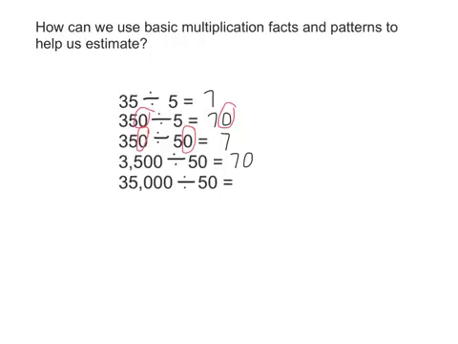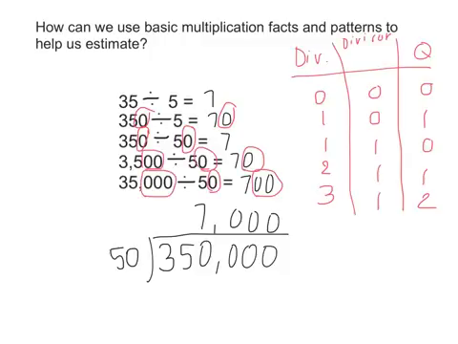Let's take a look at the next one. 35,000 divided by 50. What does that equal? Matthew? 700. What patterns are we noticing? I want you to look at how many zeros you notice in the dividend, how many zeros in the divisor, how many zeros in the quotient, and what's the relationship, what's the pattern there? Go ahead and turn and talk with your table group.